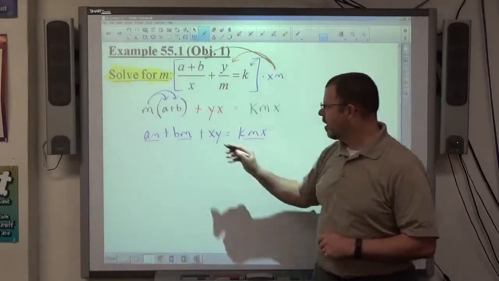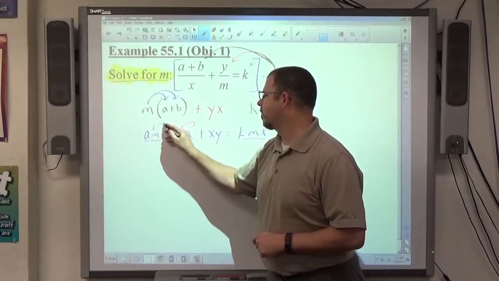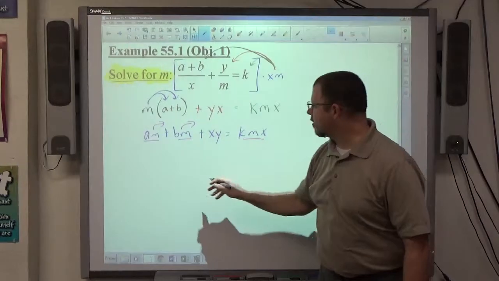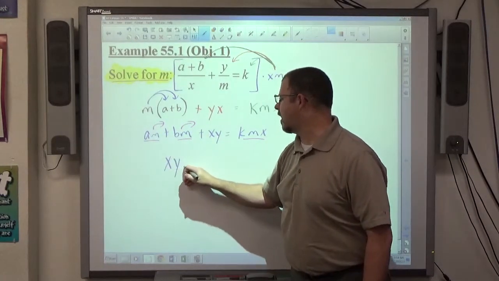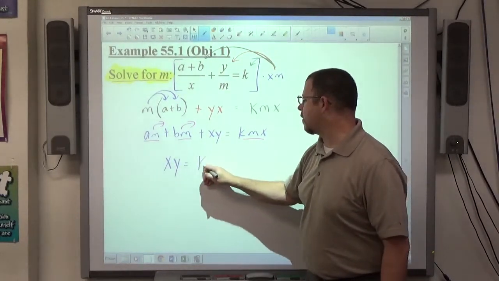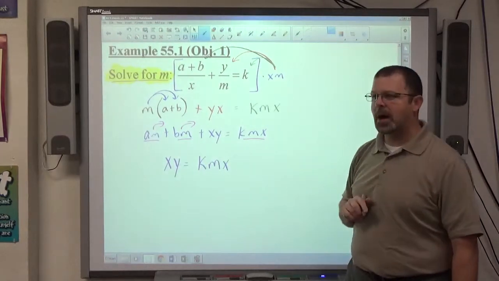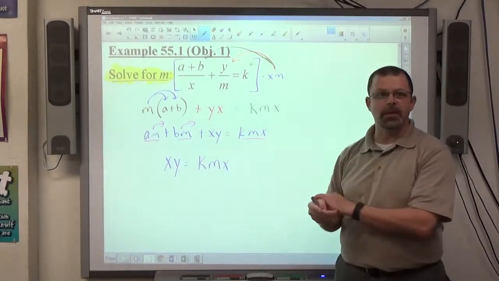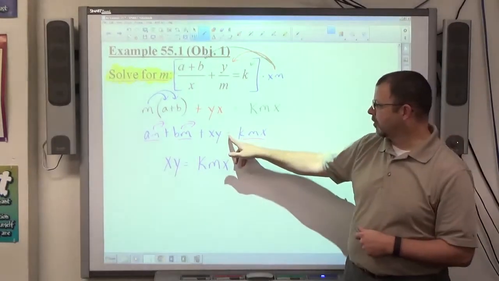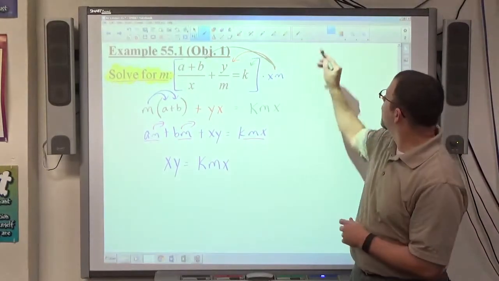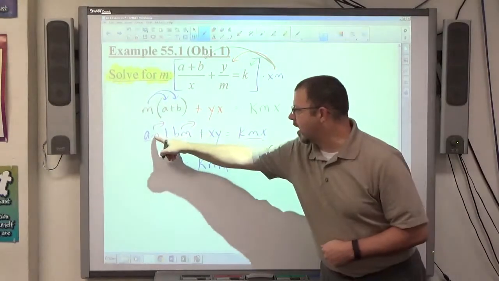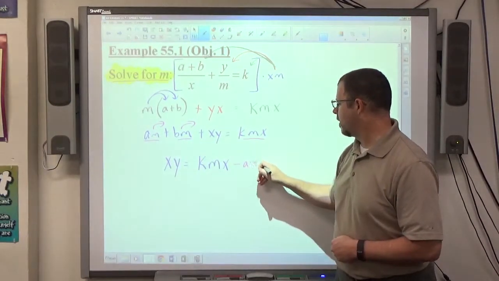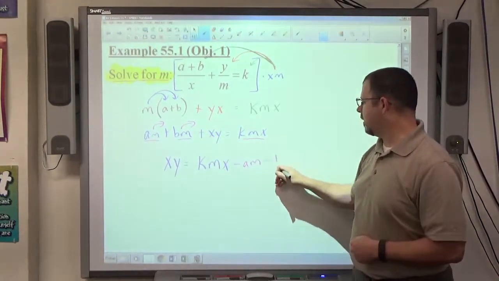A and B. All right. Move am and bm to the right. So what happens then, xy is staying right where it's at on the left-hand side, equals, kmx is staying right where it's at on the right-hand side, so it stays positive. So xy stayed positive, kmx stayed positive, and they're both in the same place in relation to the equal sign. xy on the left, kmx on the right. am and bm are moving to the right, so am becomes negative am, and bm becomes negative bm.